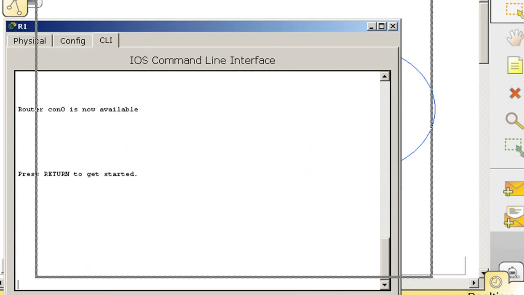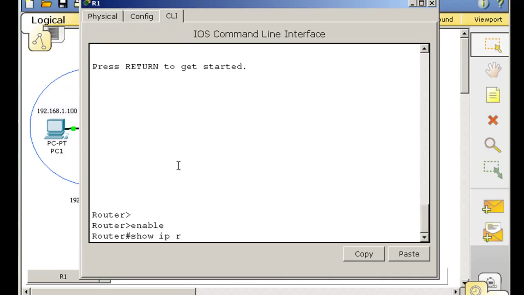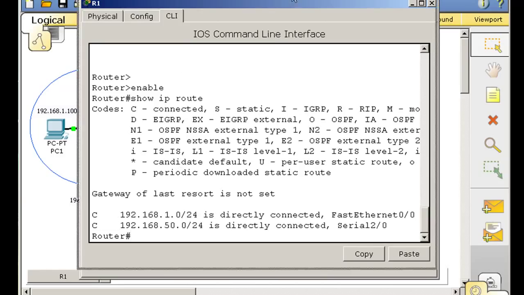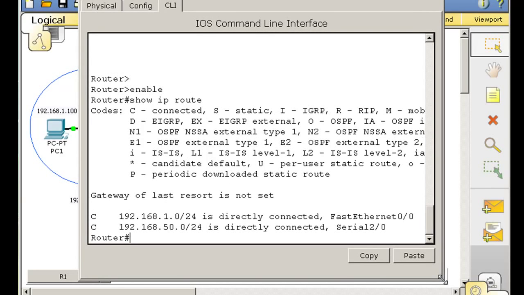So now, what I want to demonstrate is if I click on the router and I go to command line interface. So there's the router. There's no configuration on the router. But what we can do is we can type enable, and then we can do a show IP route to look at the routing table. And that's what I want to talk about today, is the routing table and also dynamic versus static routing.